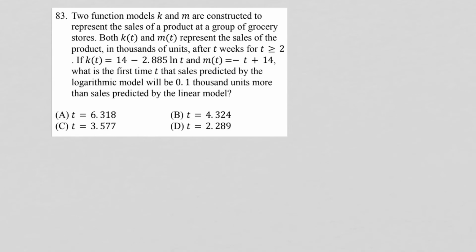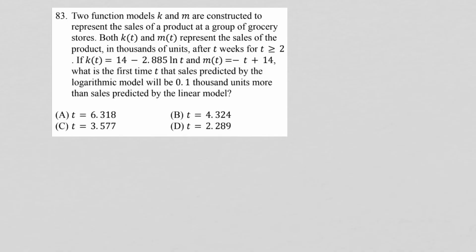Okay, just 5 more questions now. So you have 2 functions, K and M. They represent the sales of a product at a group of grocery stores. K of t and M of t are the sales of the product in thousands of units after t weeks. And this is very confusing.